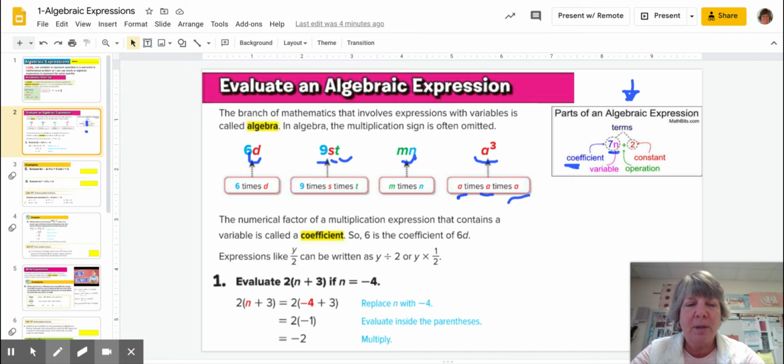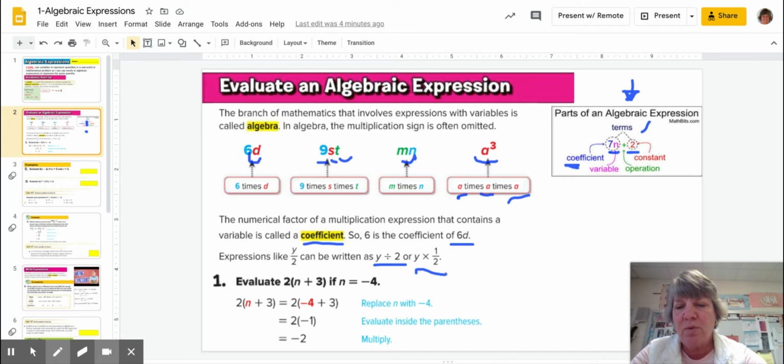The operation is a plus sign in this. And my constant, it is constantly going to be 2. Why? Because that is a number. The number is always 2. 2 equals 2. Says the numerical factor of a multiplication expression that contains a variable is called a coefficient. So 6 is the coefficient of 6d. Expressions like y over 2, otherwise known as y divided by 2, can be written as y divided by 2 or y times a 1/2.